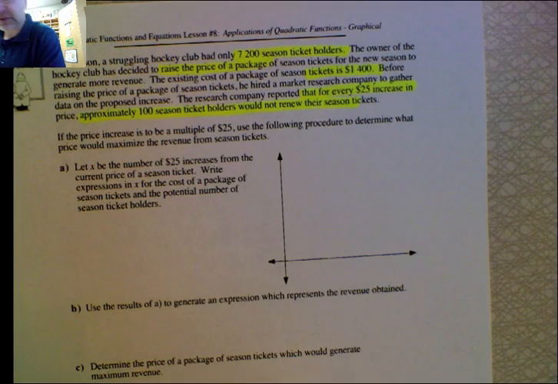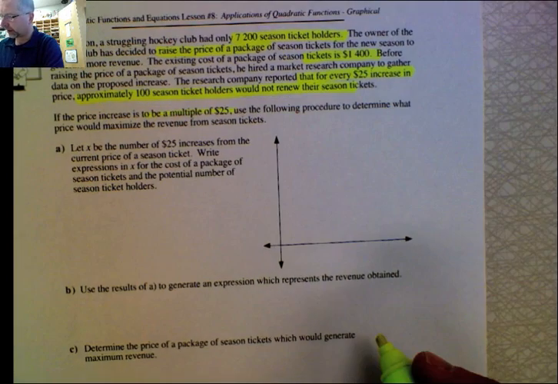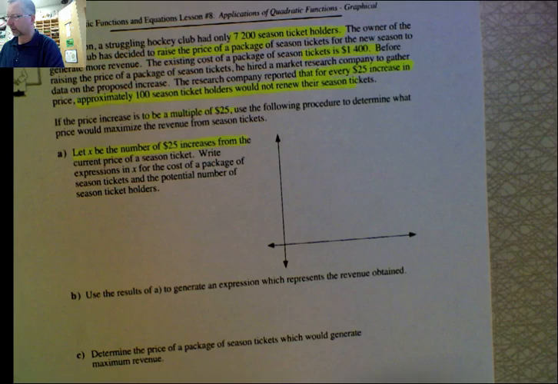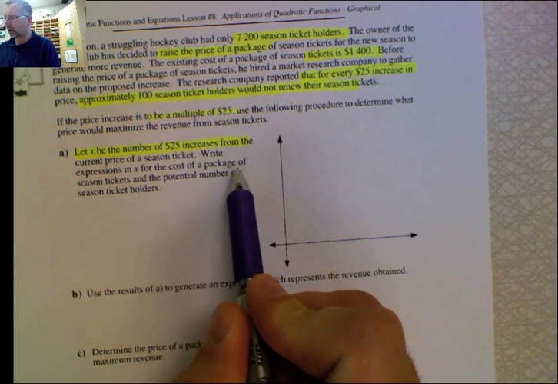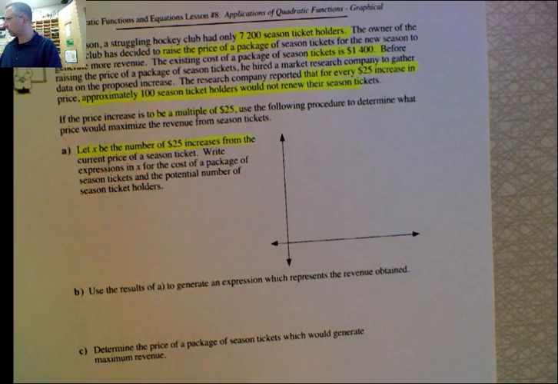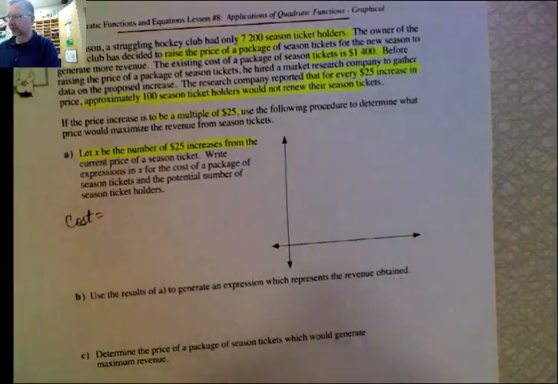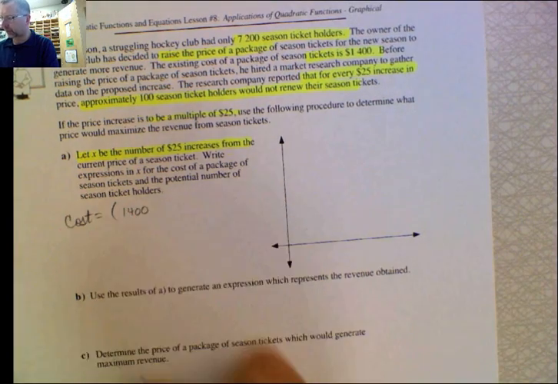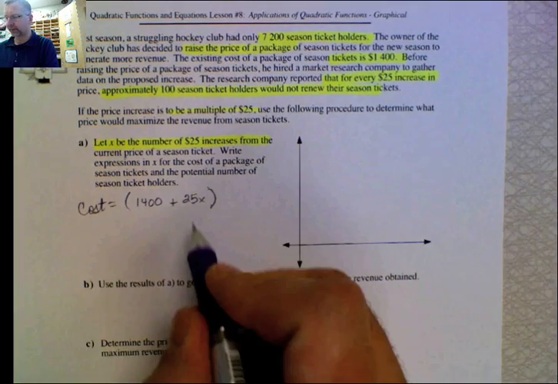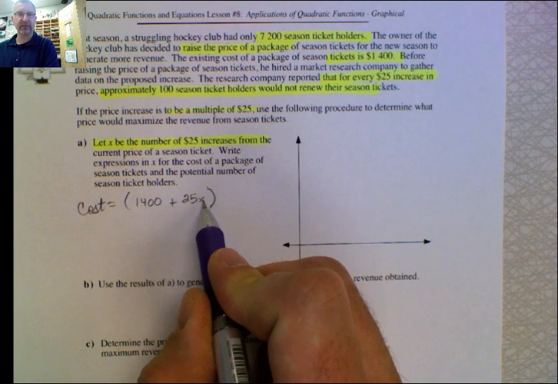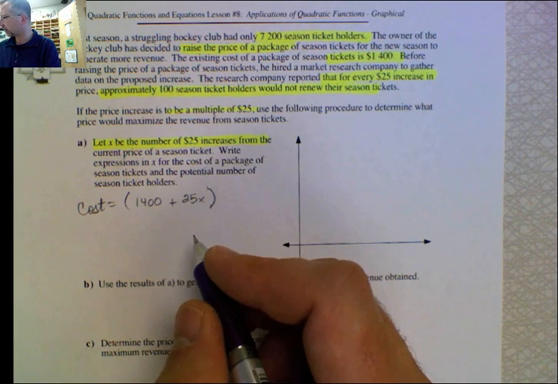Okay, so some of the things we need to realize here is that the price is an increase in a multiple of 25. So it says in this question, let x be the number of $25 increases in the price. And it says write an expression for the cost of season tickets and the potential season ticket holders. Okay, so first of all, we're going to write an expression for the cost. So the original cost is $1,400, and we're going to be increasing that by multiples of 25. So the x is here because the x is going to represent how many times did we increase it by $25. Once or twice or three times, etc.